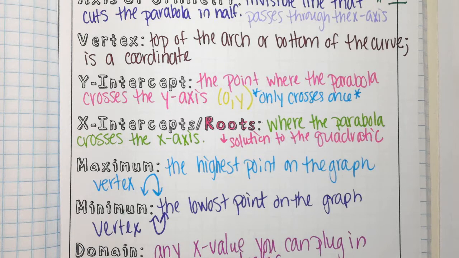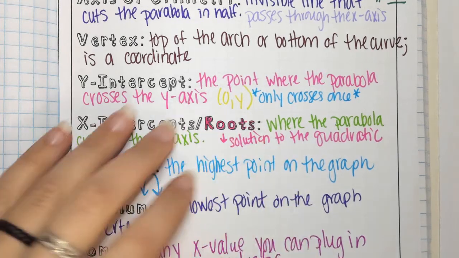All right, what's the maximum? The highest point of the graph, the vertex. What's a minimum? The lowest point of the graph is the vertex. All right, what's our domain? Any x value you can plug into the quadratic. Awesome. And what's our range? The y values that you can get as an answer.